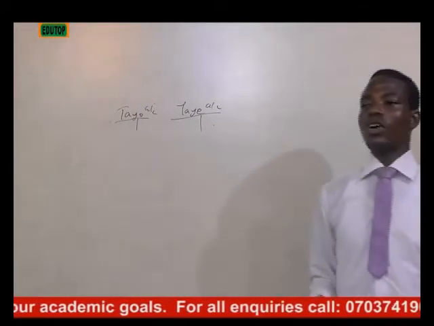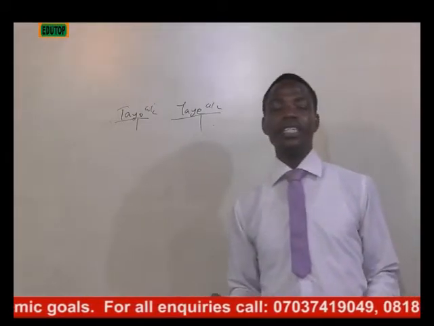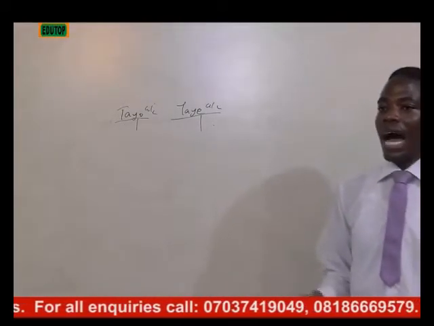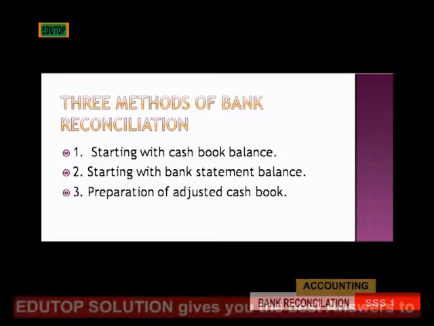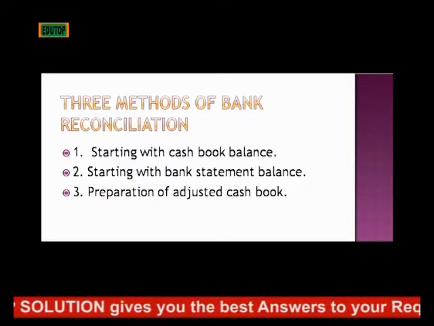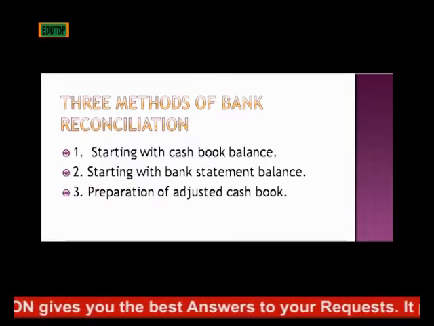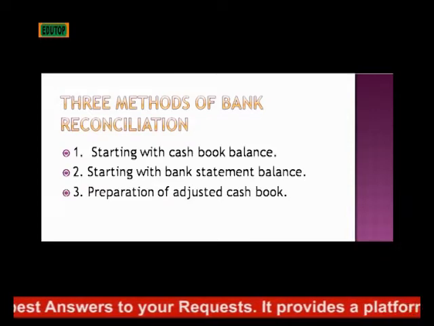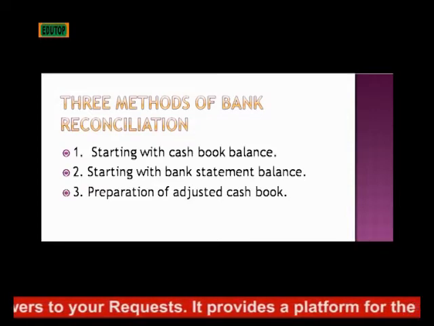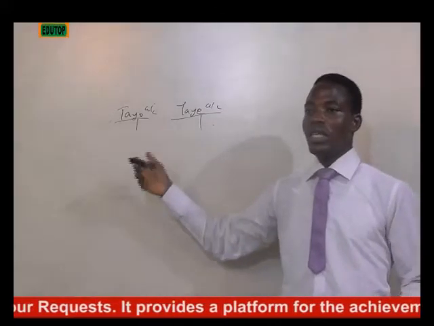Now, what are the three methods of bank reconciliation? It depends on the examiner. The first one is starting with cash book balance. That is one method of bank reconciliation. The second one is starting with bank statement balance. And the third one is preparation of adjusted cash book. I will lay emphasis on it.